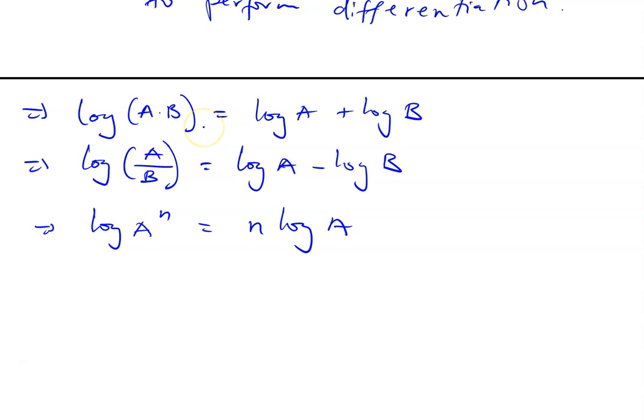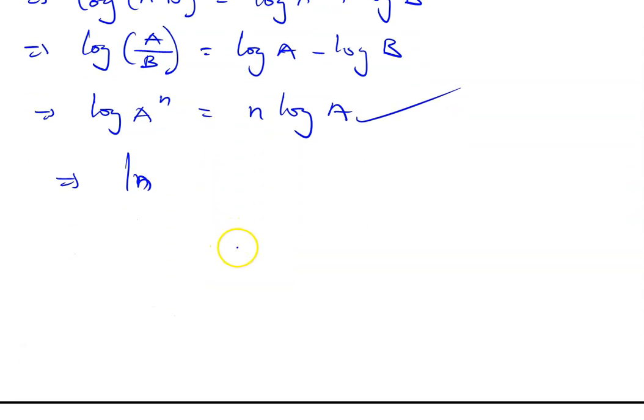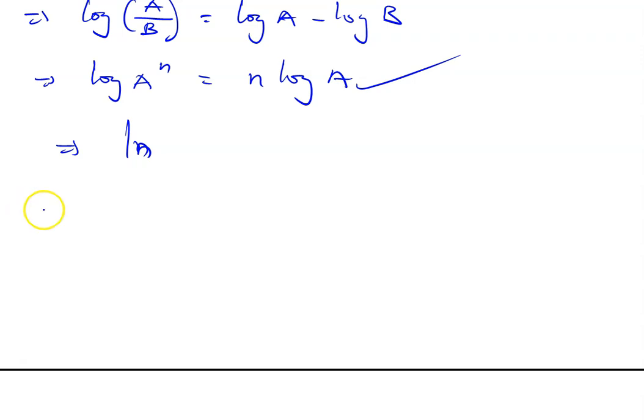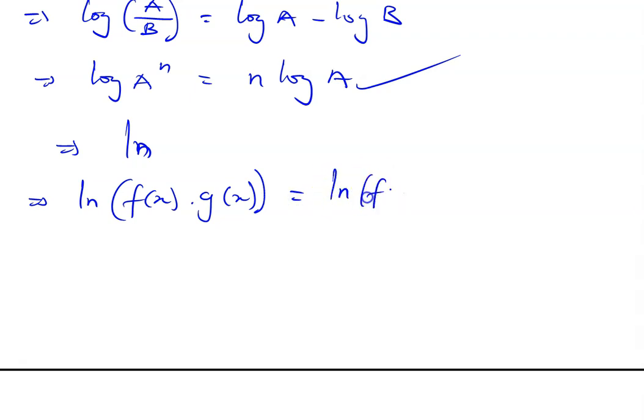But with differentiation, we don't normally use the log, we use the natural log, which is the ln. So let's apply the same rules in breaking down the ln. If I have the ln of f of x multiplied by g of x, then it's the same as ln f of x plus ln g of x. So you should take note of this.